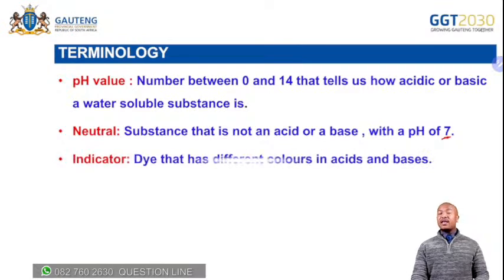We also have indicator. We said an indicator is a dye that has different colors in acids and bases. So this particular dye, when it reacts with an acid, gives off a different color. And when it reacts with a base, it gives off a different color as well.